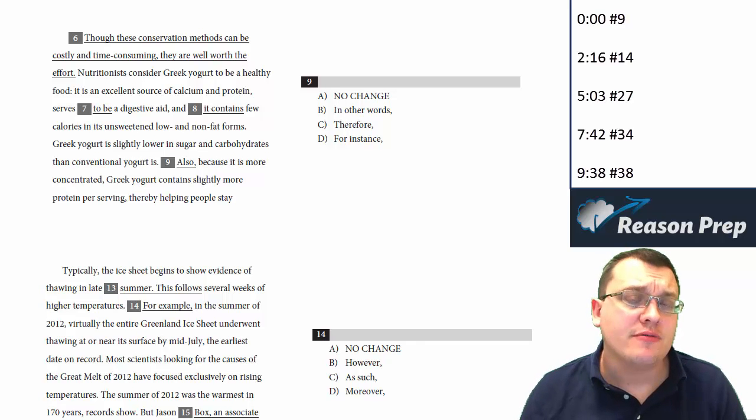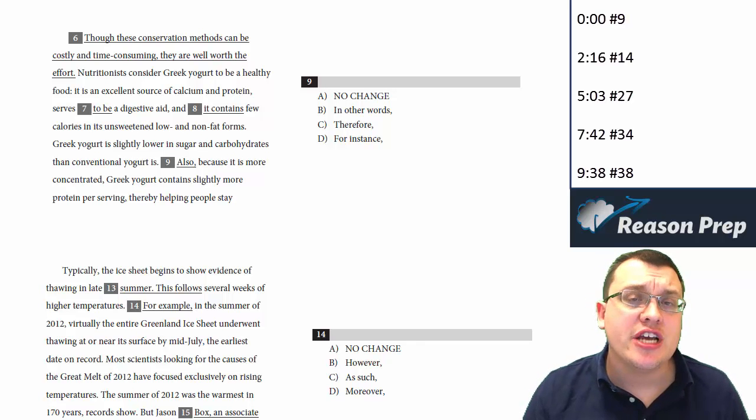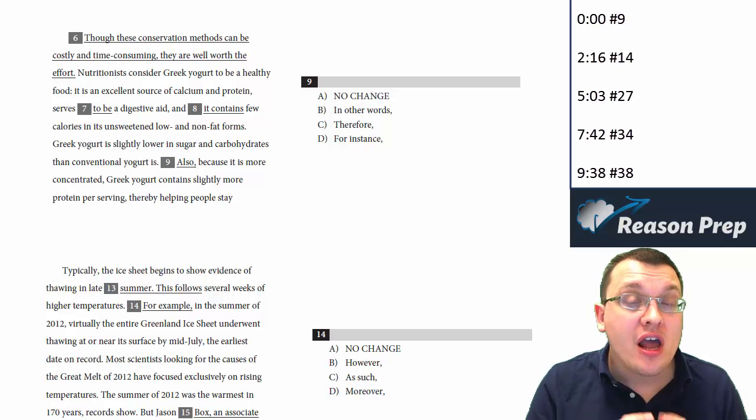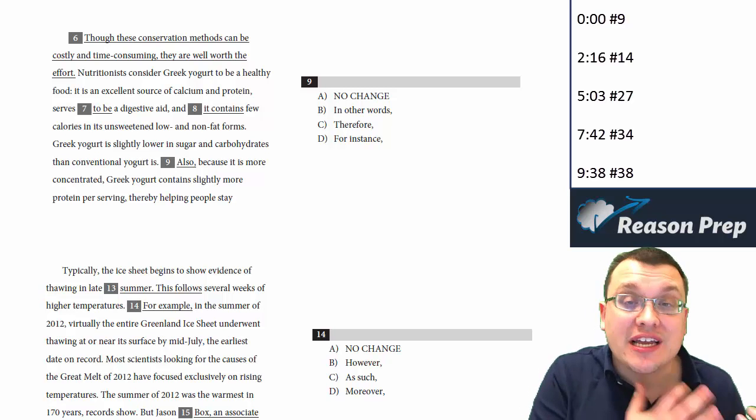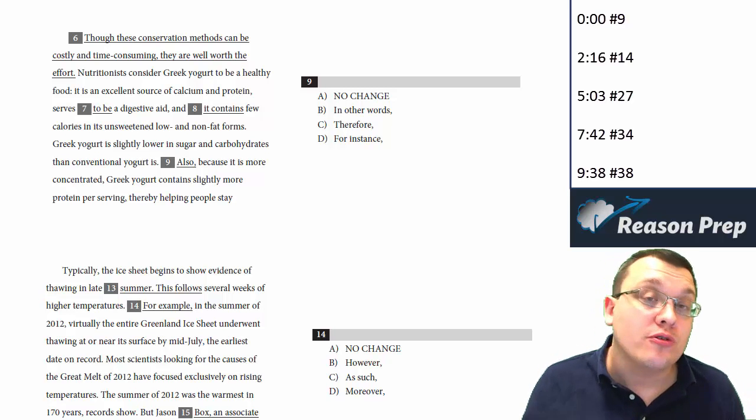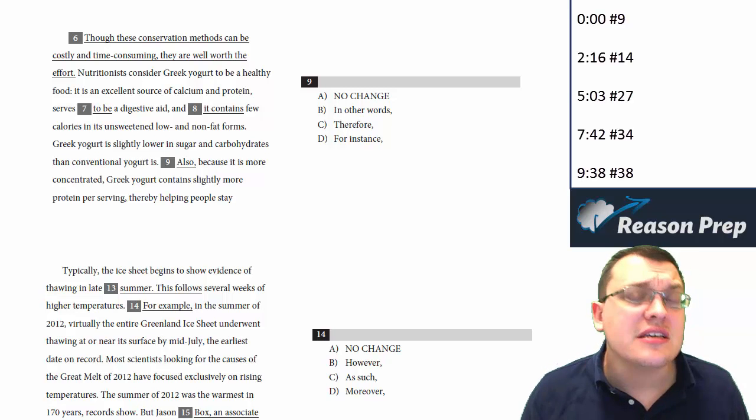A specific type of transition question asks you to change the opening word of a particular sentence. And that opening word provides that structure, provides that transitional language that helps connect ideas and helps improve the flow of the passage. So you're going to see these pretty often.